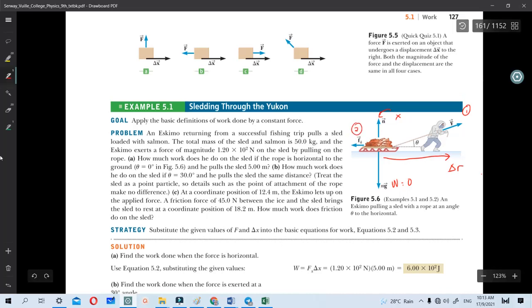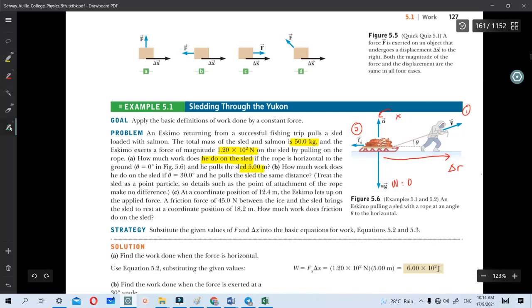Okay, now let's have a look. An Eskimo returning from a successful fishing trip pulls a sled loaded with salmon. The total is 50 kilogram, and the Eskimo exerts a force of 120 Newton by pulling on the rope. Now, how much work does he do on the sled? On the sled. So the object or system is the sled, and he is the environment. The rope is horizontal to the ground.